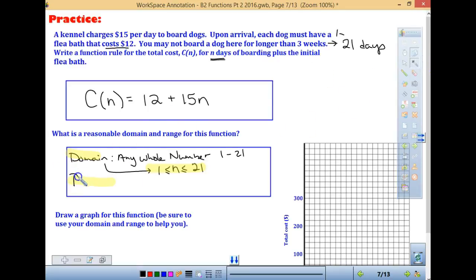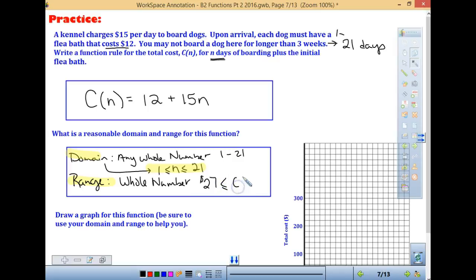When we look at our range, as we are looking at this, again, whole numbers. So we're thinking of our costs. They are charging us exactly this. There's no fractions or decimals. It's going to be a whole number. And if we are looking at 1 day, so if you plug in 1 here, 15 plus 12, we are talking about our minimum being $27.